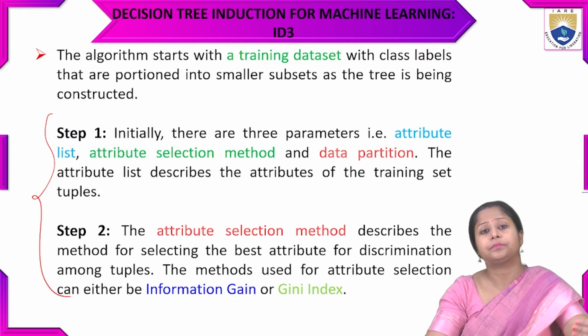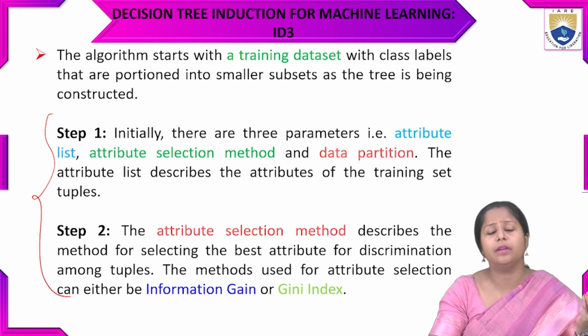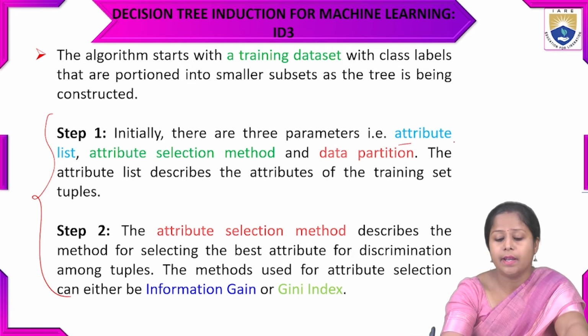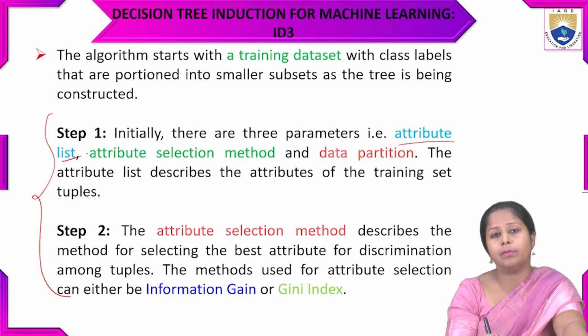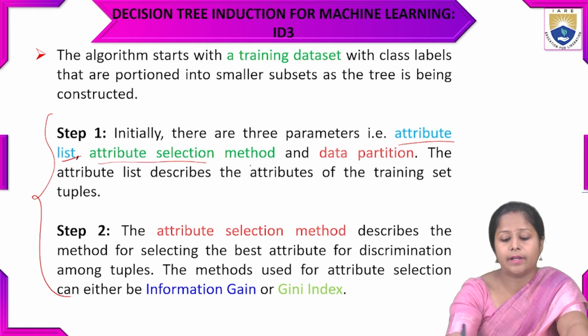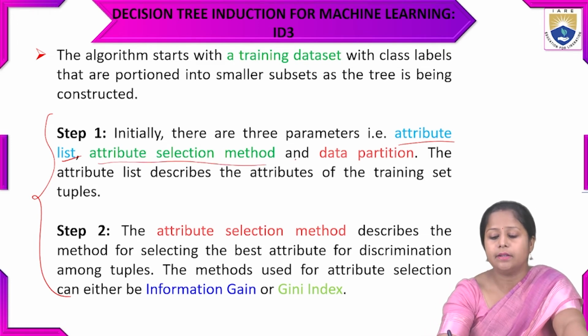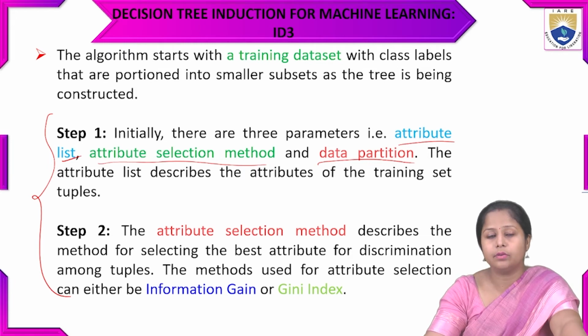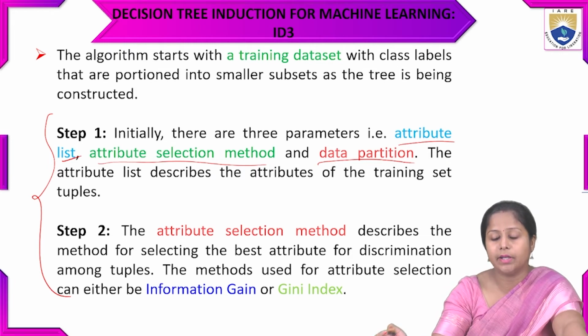Which of the class levels is going to be used as a root node, and which of the branches is going to be used as an internal node? On the basis of these 3 measures, what are the 3 measures? There will be the attribute list, the attribute selection method, and data partition. On the basis of these 3, we are going to divide the class levels.